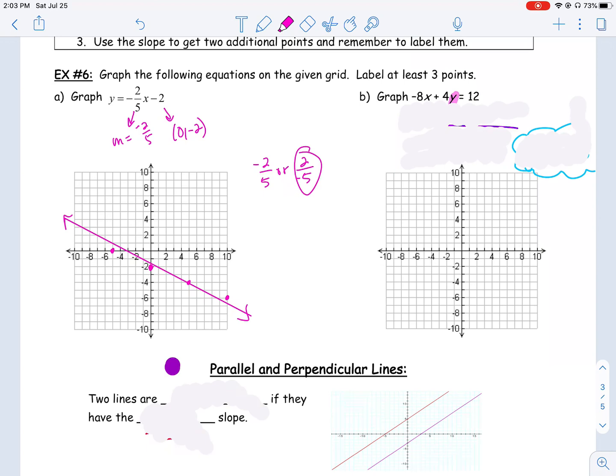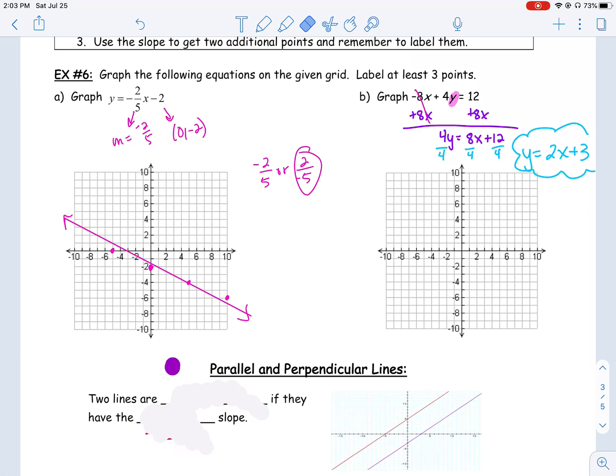The first thing we're going to do here is move the 8x over to the other side by adding it. The negative 8x and the positive 8x cancel each other. I end up with an equation of 4y equals 8x plus 12. I'm going to get the y by itself by dividing every term by 4. And then let's go ahead and reduce. I ended up with an equation then of y equals 2x plus 3.